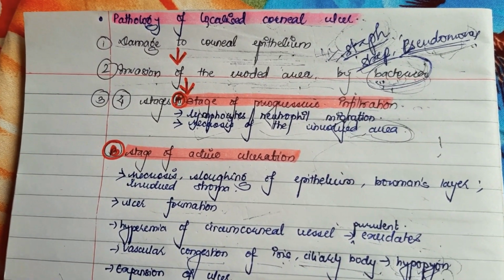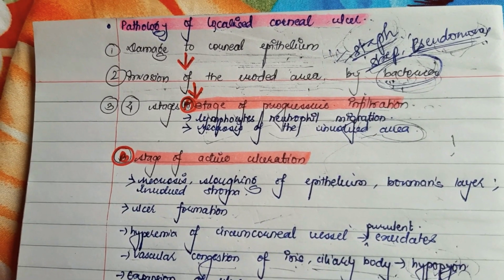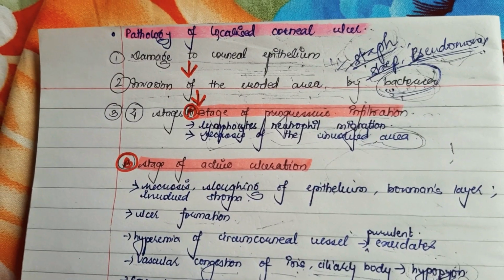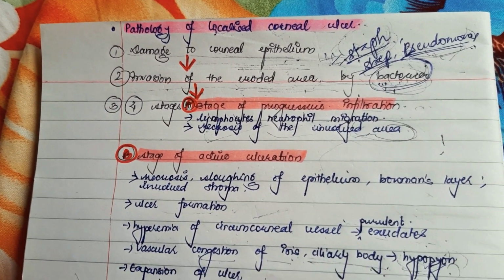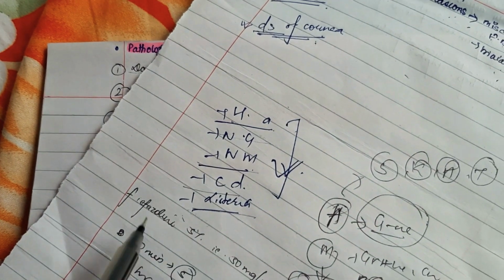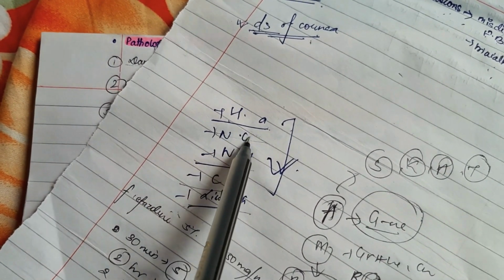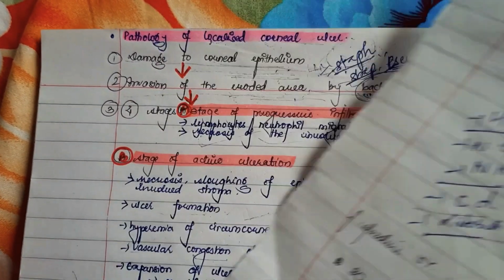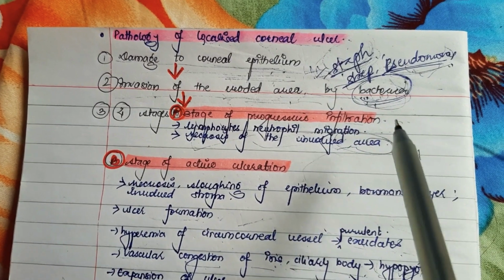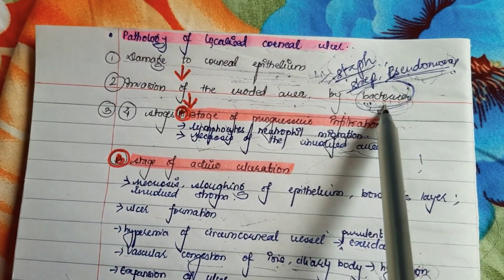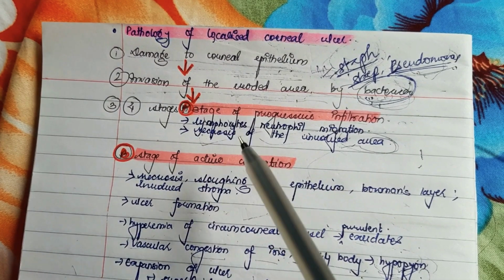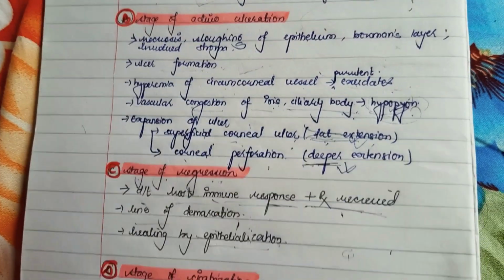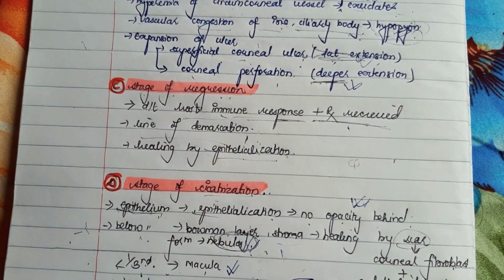There are many, but there are some bacteria which do not need a damaged corneal epithelium for invasion. They can directly invade the intact corneal epithelium. These bacteria are Haemophilus aegyptius, Neisseria gonorrhoeae, Neisseria meningitidis, Corynebacterium diphtheriae, and Listeria. Now, once there is invasion of the eroded area by the organisms, it progresses through 4 stages: the stage of progressive infiltration, the stage of active ulceration, the stage of regression, and the stage of cicatrization.